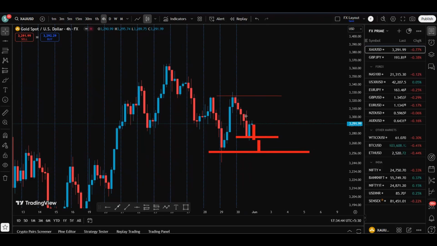Also, we have the next resistance right here. There is some choppiness on the left-hand side, but if we get a bullish candle closure right here, we can anticipate the price to continue going up to this resistance as well. That is something we can anticipate. Also, below this support, we have more clean range on the 4-hour time frame.